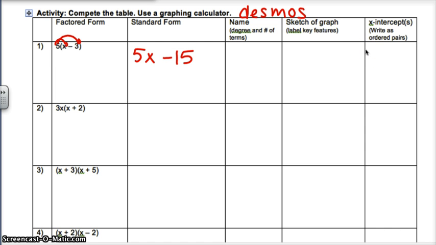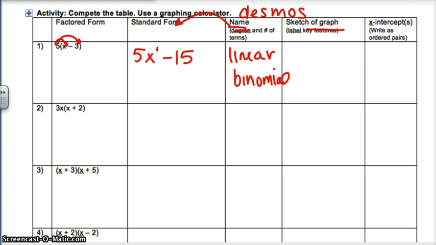Now, whether you graph 5 times x minus 3, or, oops, I'm getting ahead of myself. Hold on. Before we graph, let's name the standard form by degree and number of terms. Well, its degree is 1, so it's linear. It has 2 terms, so it's a binomial. Binomial.